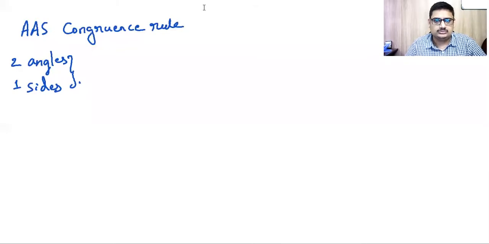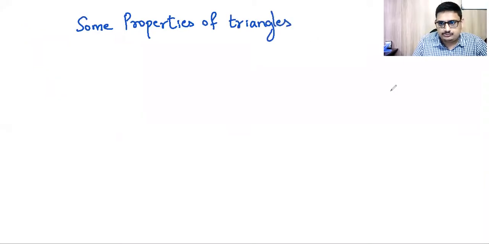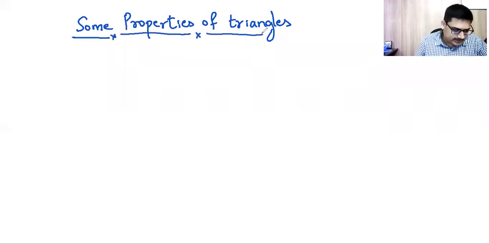Yes, good. Okay, so let me go to the next part. This was the first part of your ninth syllabus. That means you studied about SAS, then ASA and AAS congruence rules. Next we are going to study some properties of triangles. I'll just revise some properties. This is a topic that you have studied here.